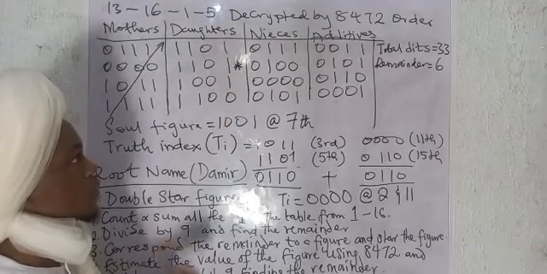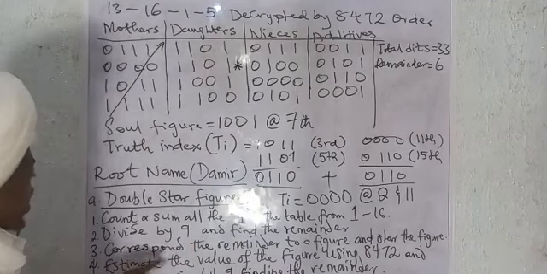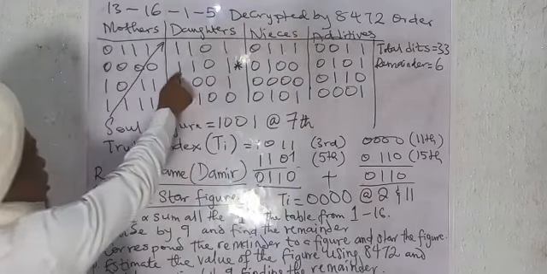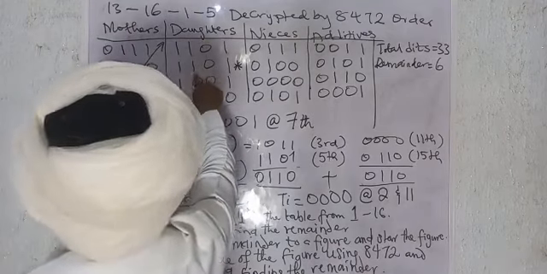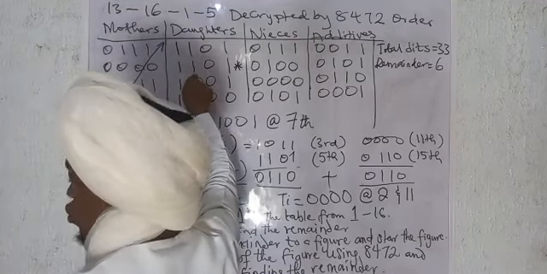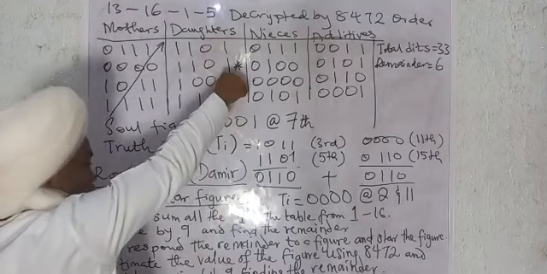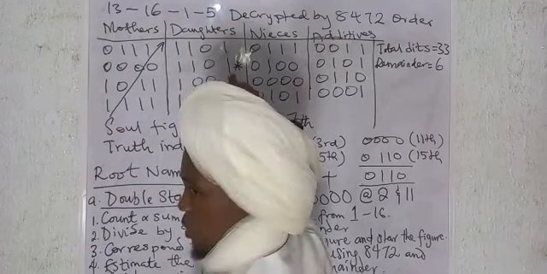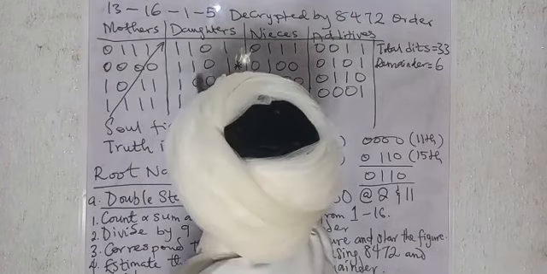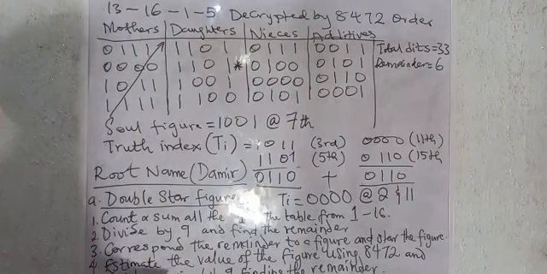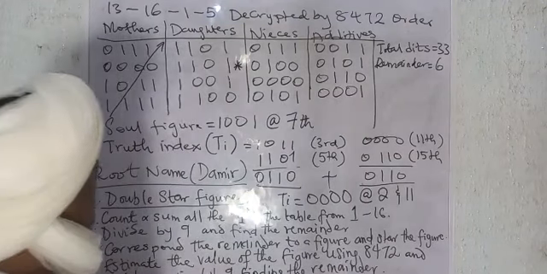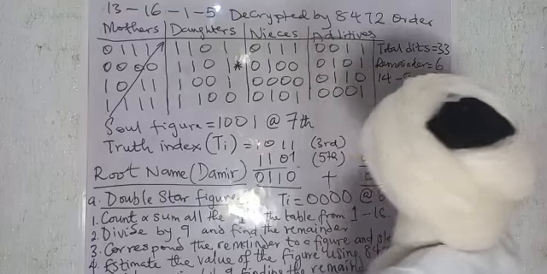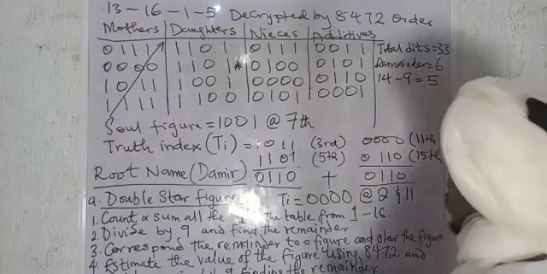That particular figure that you star, estimate the value using 8472 code. This is 8 plus 4, that is 12. This is 0, but this is 2. Don't forget 8472, so 842. That will give us 14. The instruction says after getting the value, divide by 9. So that means 14 minus 9, and the remainder will be 5. So you repeat the process.